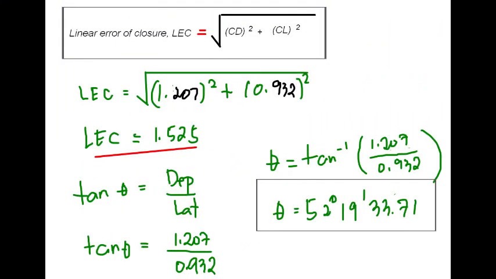After getting the closure in latitude and closure in departure, we compute the linear error of closure, where the linear error of closure is equal to the square root of CD squared plus CL squared. Substituting the values, we got LEC equal to 1.525, and tangent theta is departure over latitude. So we get this final answer for our angle.